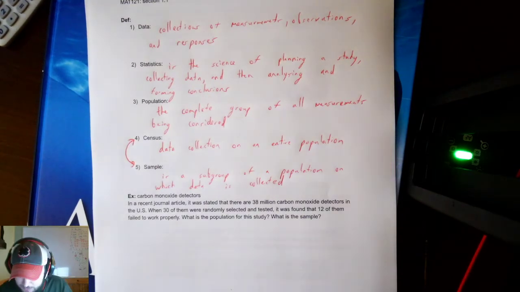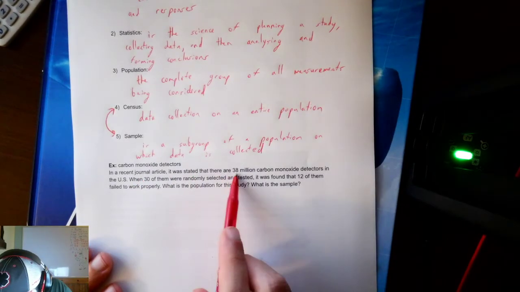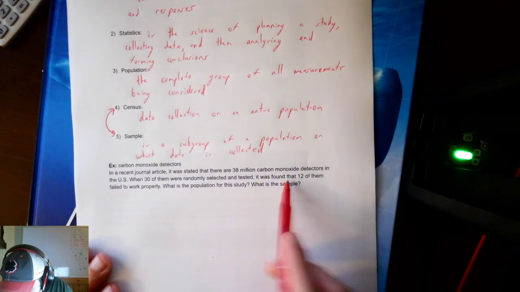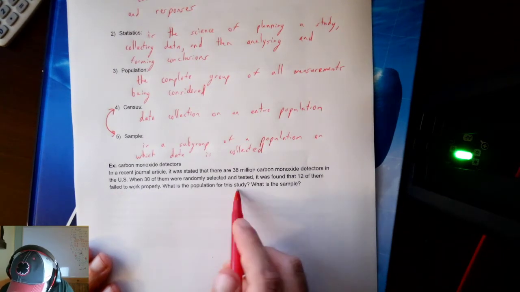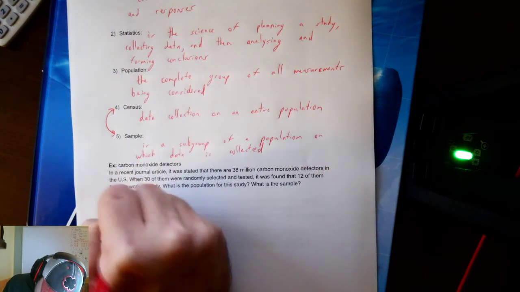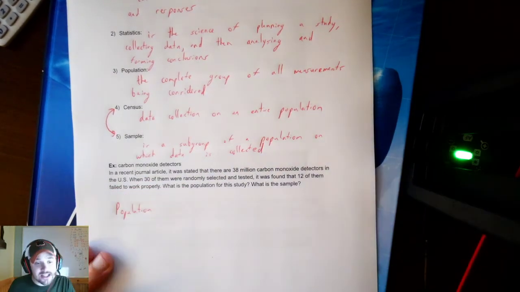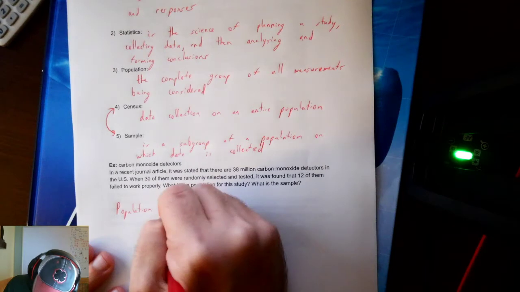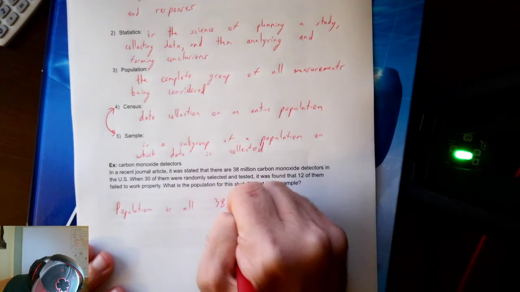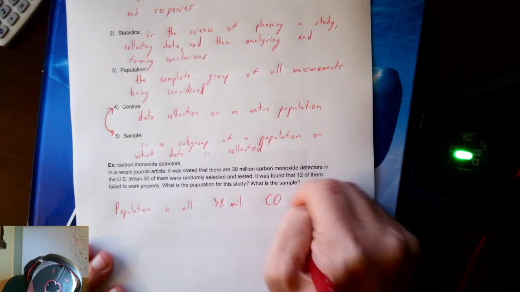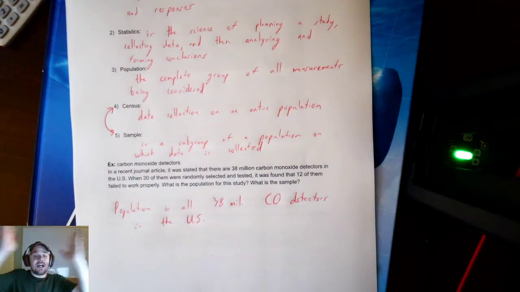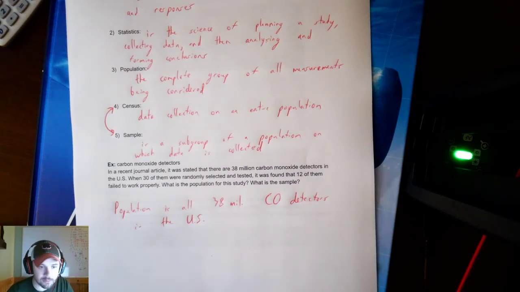And in that theme, let's check out an example. In a recent journal article, it was stated that there are 38 million carbon monoxide detectors in the U.S. When 30 of them were randomly selected and tested, it was found that 12 of them failed to work properly. What is the population for this study? What is the sample? Well, the population's everything being considered. That'd be 38 million CO detectors in the U.S. That is the entire group being considered, right? We're talking about carbon monoxide detectors in the U.S. That's the whole group.